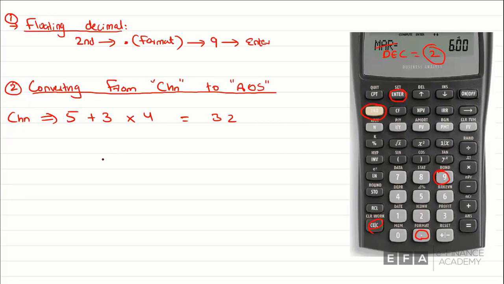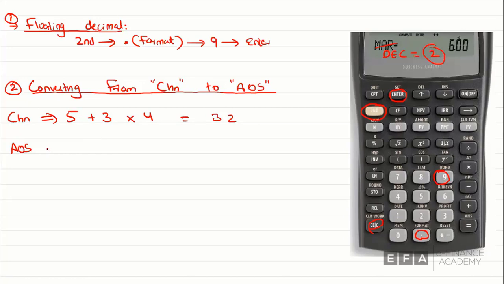And if you try to do this calculation in your calculator right away by pressing 5 plus 3 times 4 and then pressing equal, you should end up with 32 by default. That's how brand new calculators are set to be. They're set to be in chain rule. But in school, we've been taught to use algebraic operating system.